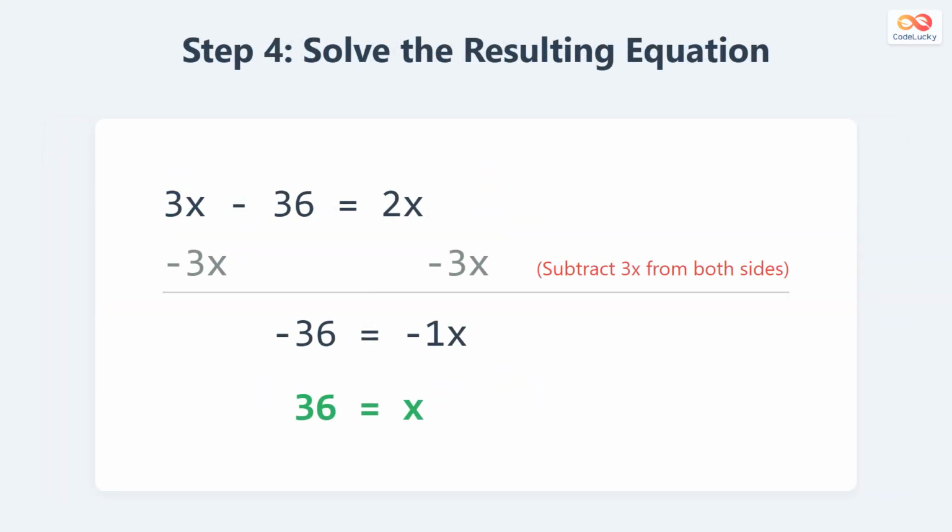We are left with the equation 3x minus 36 equals 2x. This is now a basic linear equation. We can subtract 3x from both sides to get negative 36 equals negative x, which means x equals 36.